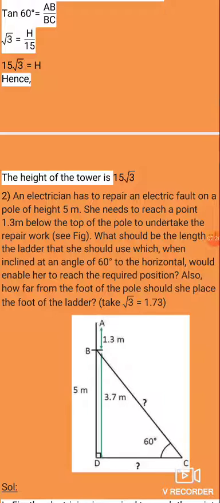So, listen carefully. Here we need to find out the length of the ladder and also what? The distance. Clear? Now, the value of root 3 is given as 1.73. If the value of root 3 is given, we need to substitute that. Otherwise, we can keep it as root 3 itself. That is, in the first question, 15 root 3 is our answer. Clear?